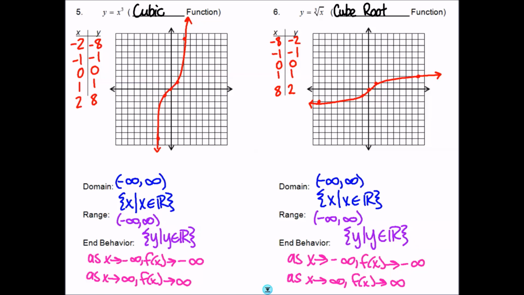You need to memorize these graphs. And you don't necessarily have to memorize their domain, range, and end behavior, but you need to be able to figure them out. You will have a quiz on this, and you need to make sure that all of these points on the graphs are exact. You cannot just draw a squiggle and say that that is a cubic function. The points need to be precise. So make sure you practice these and memorize those tables.